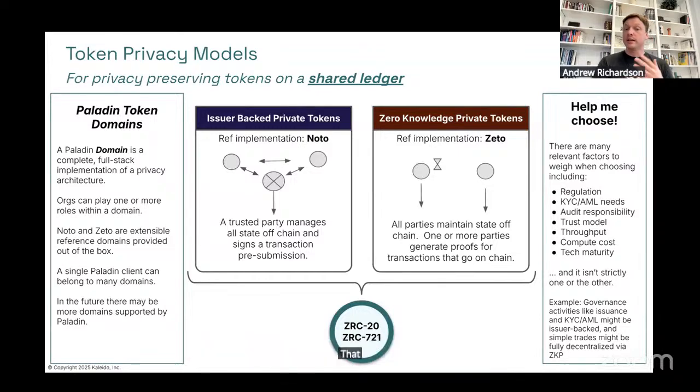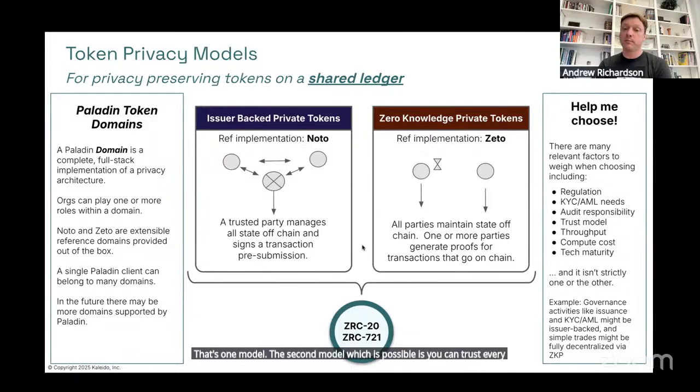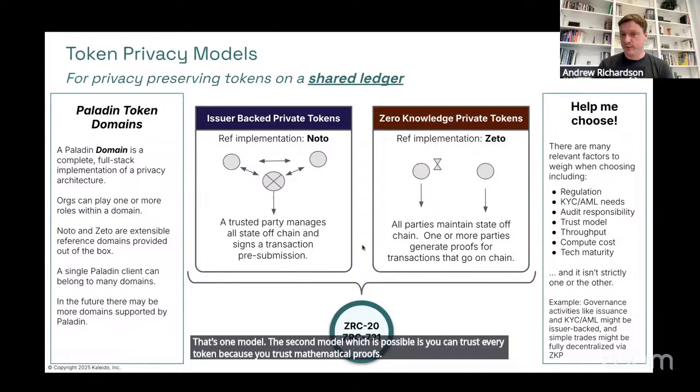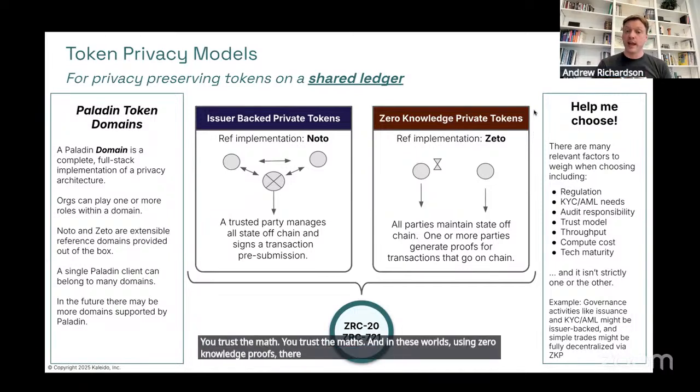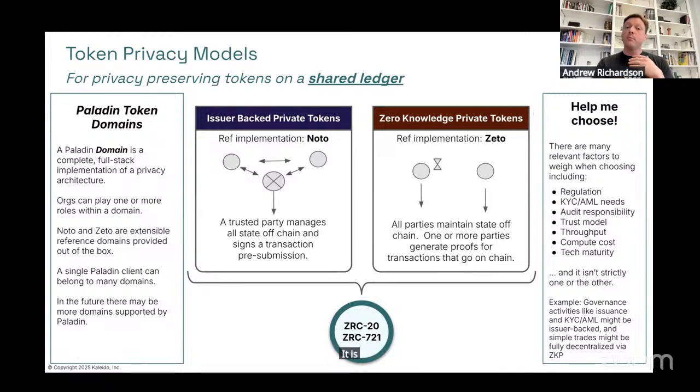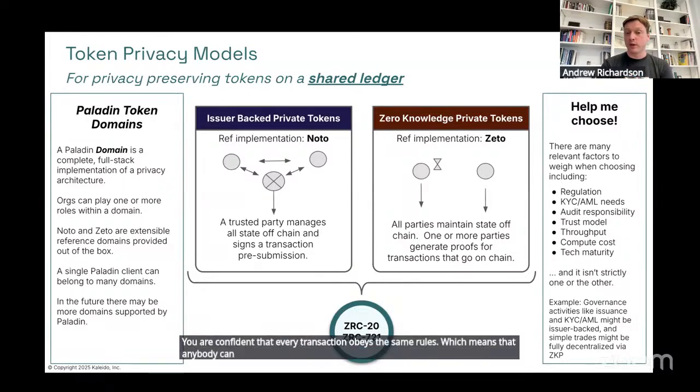That's one model. The second model, which is possible, is you can trust every token because you trust mathematical proofs. You trust the math, or trust the maths. And in these worlds, using zero-knowledge proofs, there is no special role. It is fully decentralized. Because the blockchain verifies the proofs, you are confident that every transaction obeys the same rules, which means that anybody can present proof that they hold a token, and you immediately trust it without needing to trust any special party to have pre-verified it.